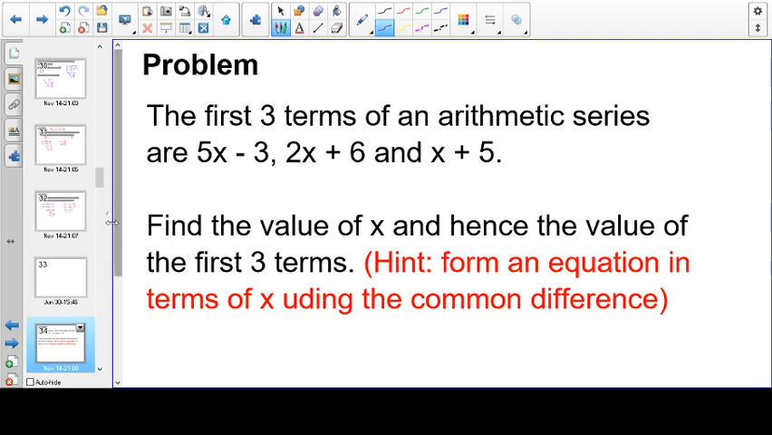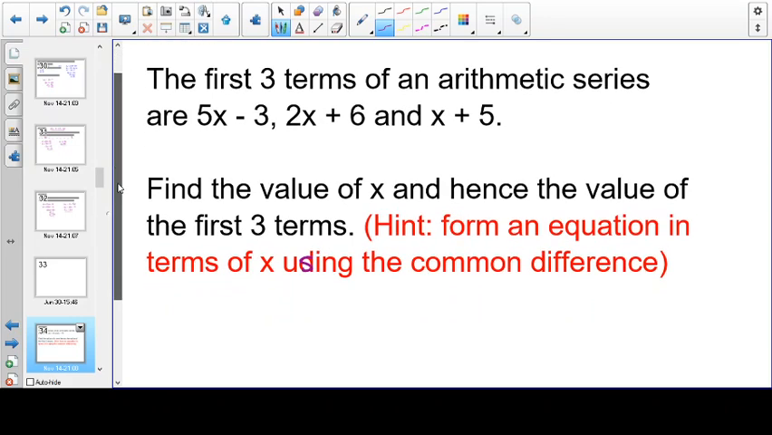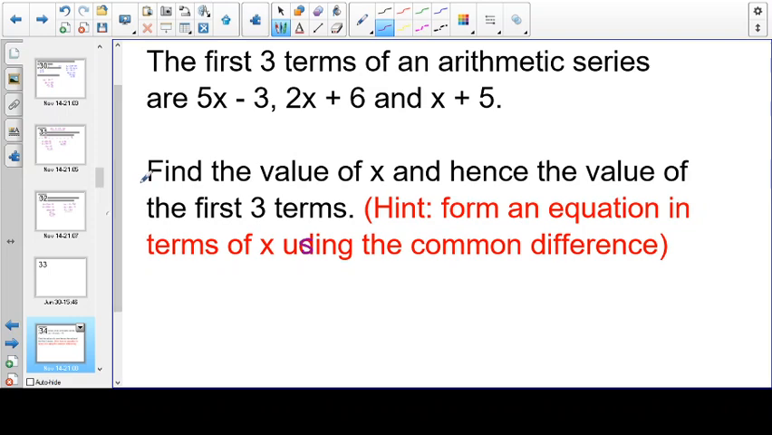Okay, this one's slightly different. The first 3 terms of an arithmetic series are 5x minus 3, 2x plus 6, and x plus 5. Find the value of x and hence the value of the first 3 terms. And it says, hint, form an equation in terms of x using the common difference. Okay, so this is a little bit different because we've got unknowns in the terms.